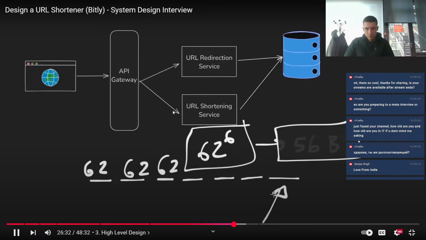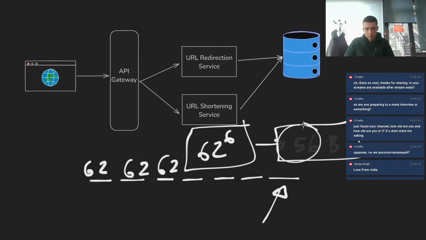So if we add one more character, take this number and multiply it by 62, I think that's going to be a few trillion. I think that's going to be something like 3 trillion. So yeah, I think we're good. 6 or 7 characters should definitely be fine.